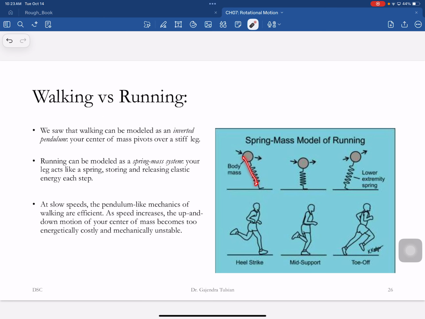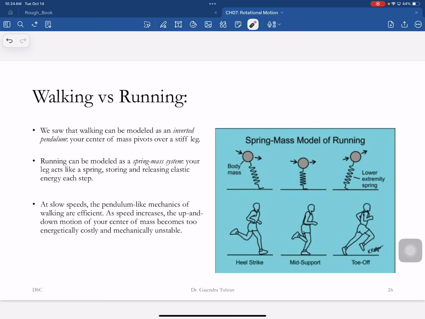When you run, running is more efficient at higher speeds because when you run, you're loading your springs. What are your springs in your body? Tendons, okay, your Achilles tendons and other tendons, they compress and they store energy, and then they give back that energy to propel you forward. How much energy do the tendons give back? 90%. That's why kangaroos have huge tendons and they can go efficiently a long distance.